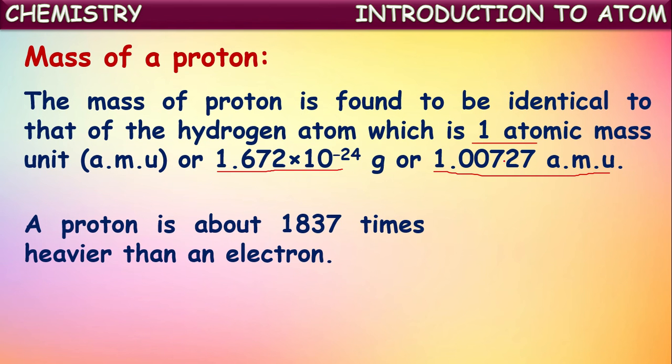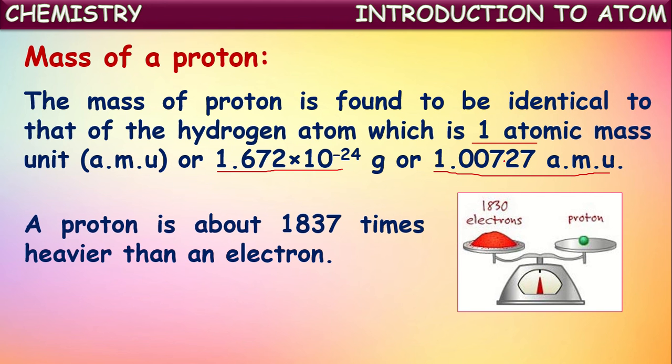A proton is about 1837 times heavier than an electron. So if we try to balance the mass of a proton and electrons on a balance, then if we take one proton on one side, to balance it we have to take around 1837 electrons on the other side. So 1837 electrons' mass will equal the mass of one proton.